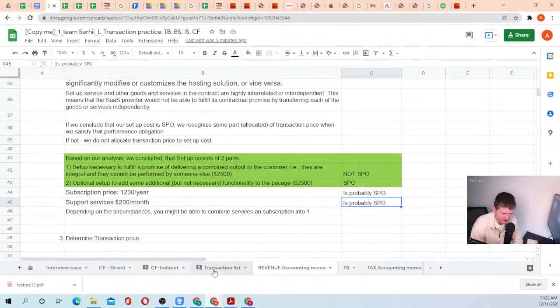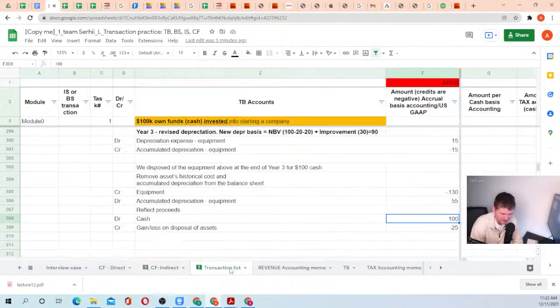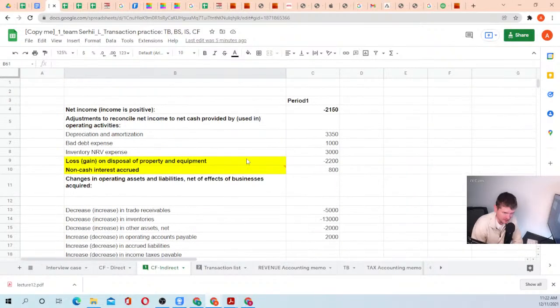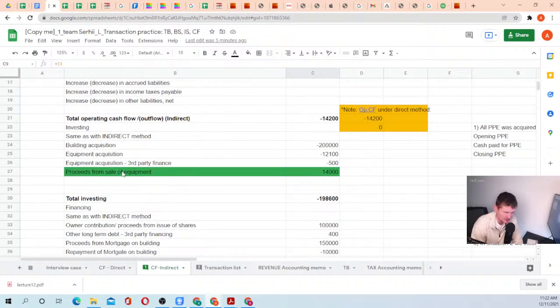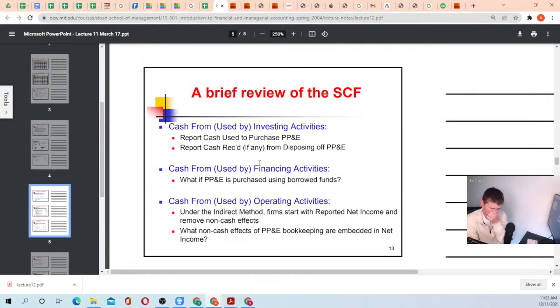What about the gain on the disposal of assets? If we do the cash flow with the indirect method, the gains on disposals of property, plant and equipment will be adjusted here. These gains are included in our net income, and when we reconcile net income to operating cash flow, we need to adjust for those gains to present the amount in investing cash flow properly.